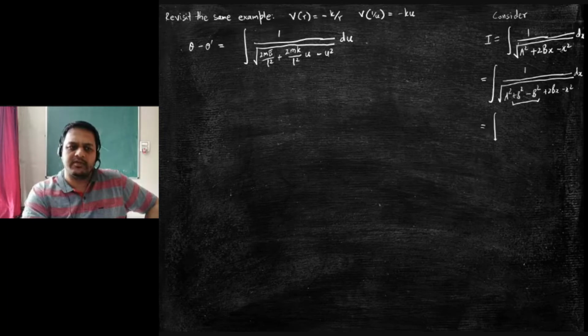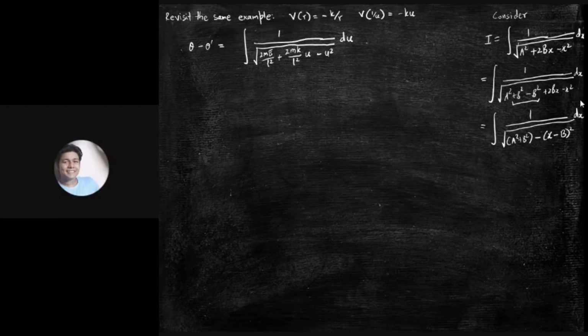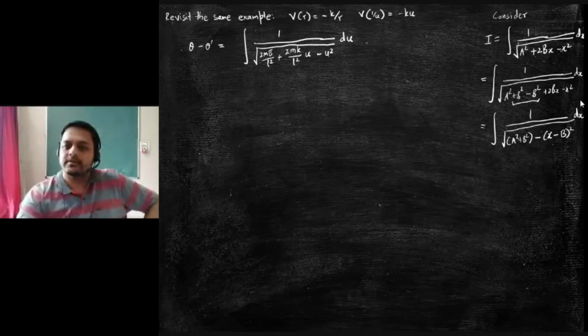So you end up with integral 1 over square root of a square plus b square becomes one term, minus x minus b the whole square. Is this okay? Is this what you meant? Yes, sir. Very good, very good. अभी क्या करने का?